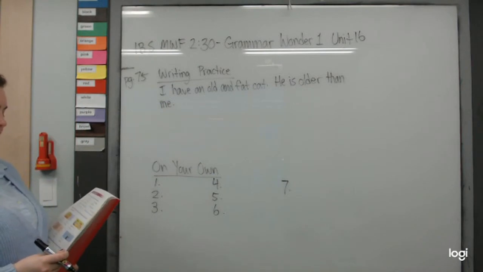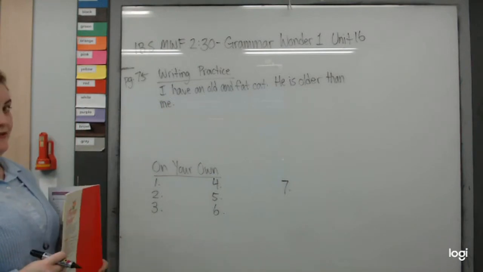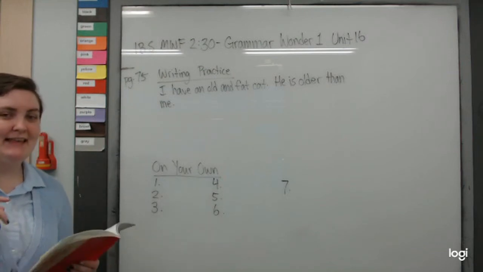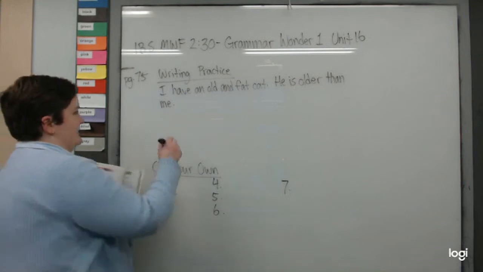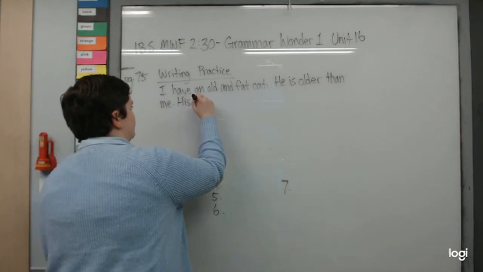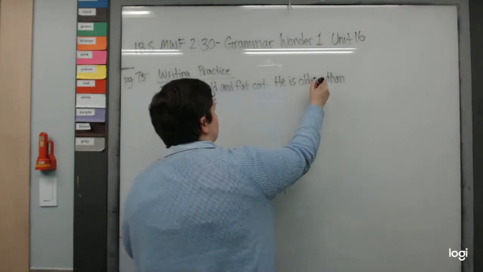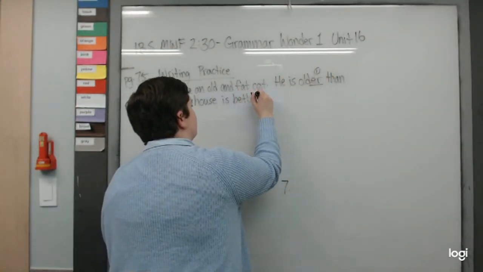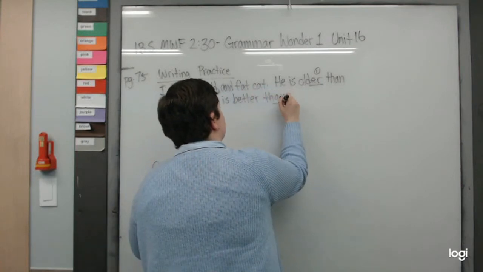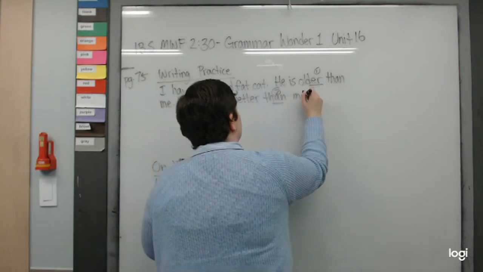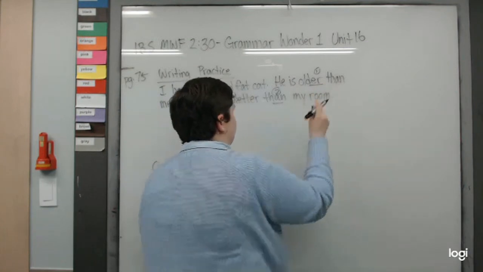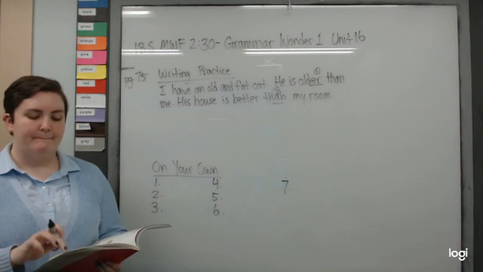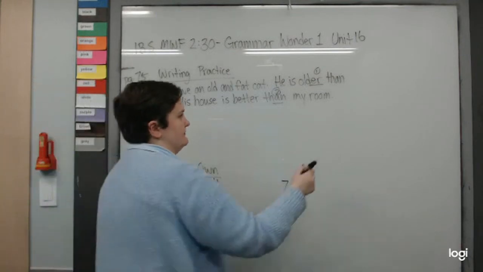His house is better than my room. This one's tricky. What's wrong here? Then is wrong. We want than with A. He is bigger than a lamb. What's wrong? Bigger, 2 G's.